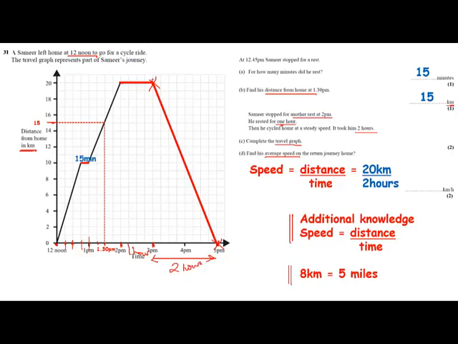Okay, and how far did he travel? Well, when he started returning home, he was 20 kilometers from home. So he traveled back 20 kilometers. So the distance was 20 kilometers. It took him 2 hours to travel back. 20 divided by 2 is 10. 10 kilometers per hour was his average speed on his way home.